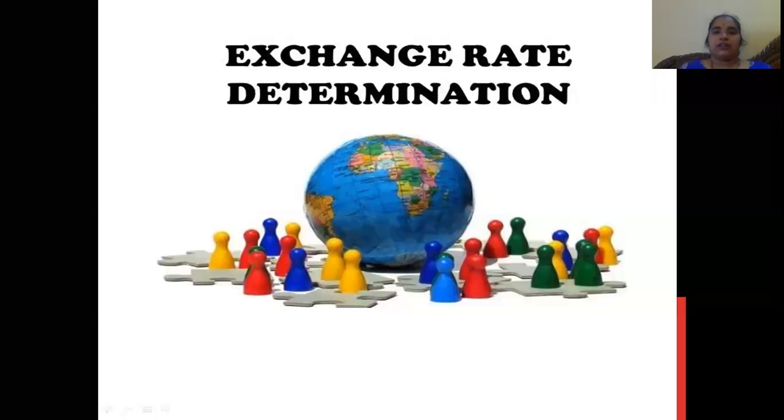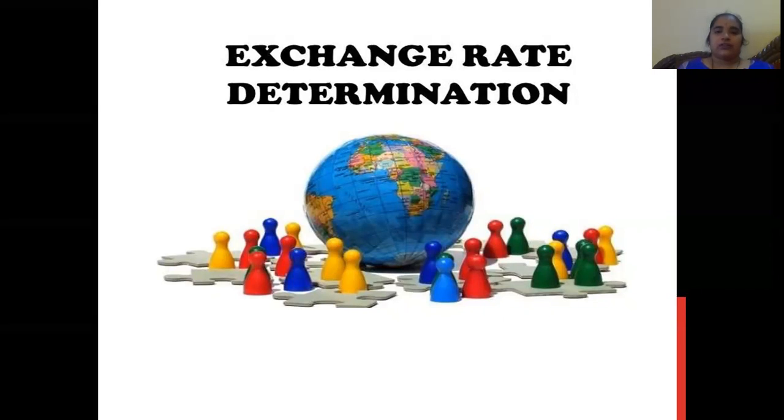So in our last class we dealt with direct and indirect quotes. Today we'll proceed with the next part, that is exchange rate determination. I told you that the exchange rate is determined. There is an exchange rate based on the value. So how is it determined? It is based on the demand and supply of the currency.